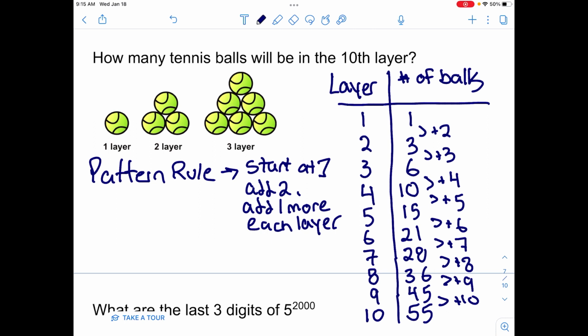All right, and that's probably still easier than drawing out all the tennis balls. But I'm going to go back and erase a little bit.